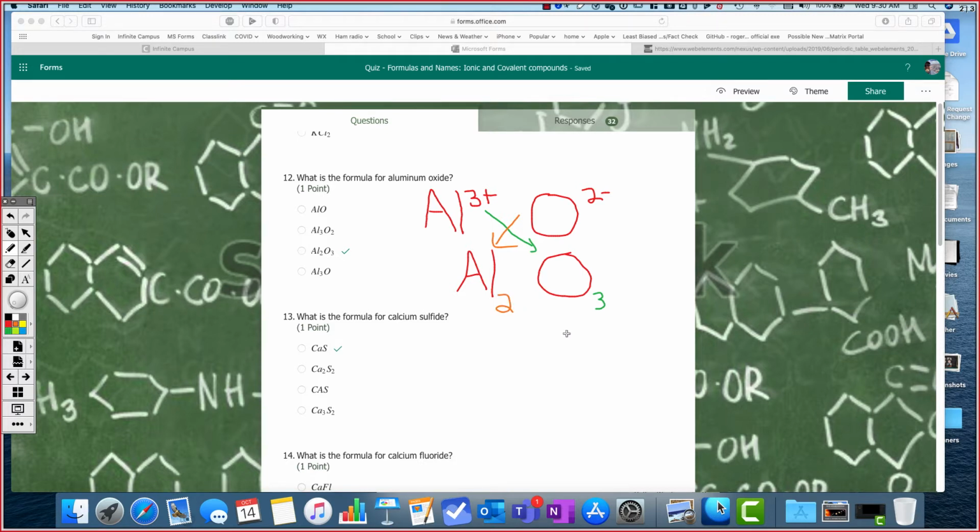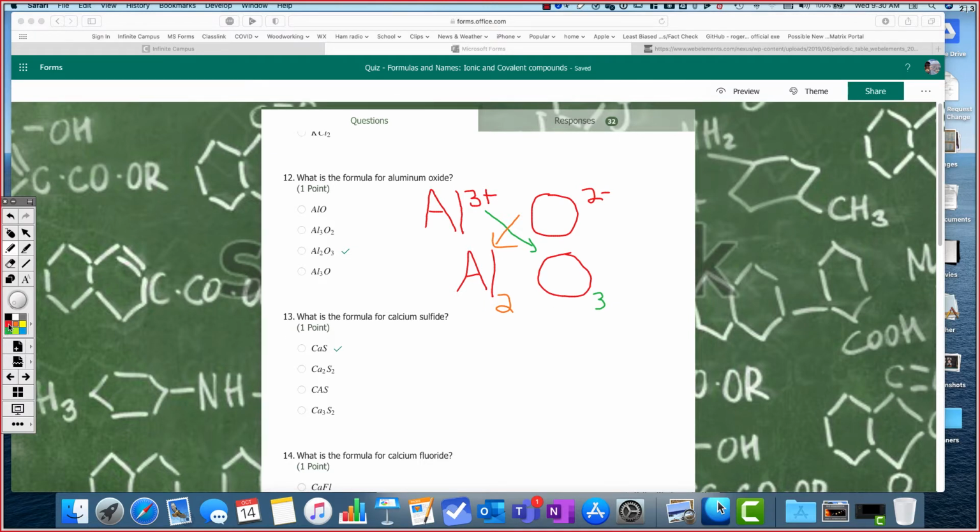The 2 is going to come down right here. And we have 2 aluminums and 3 oxygens. If each aluminum is 3 plus, and we have 2 of those, that's a positive 6. If each oxygen is 2 minus, and we have 3 of those, that's a negative 6, which makes it neutral. So use your crisscross method here.